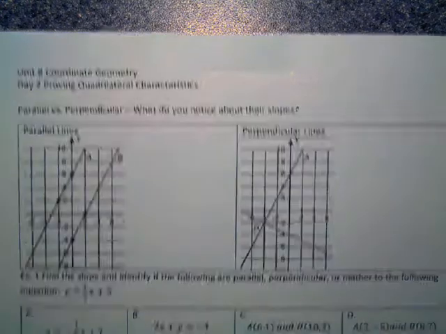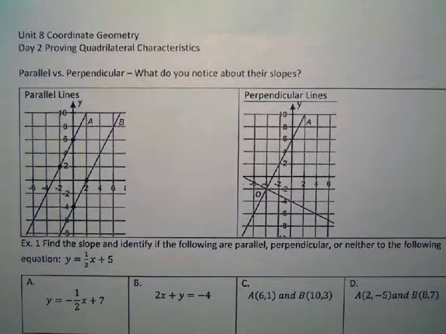Again, applying today some algebra concepts to some geometry concepts with the coordinate plane. This chapter's on coordinate geometry, so again, reviewing a little bit of our math from Algebra 1 and mixing in a little of what we learned about quadrilaterals or polygons from geometry. So, parallel versus perpendicular, what do you notice about the two lines given?